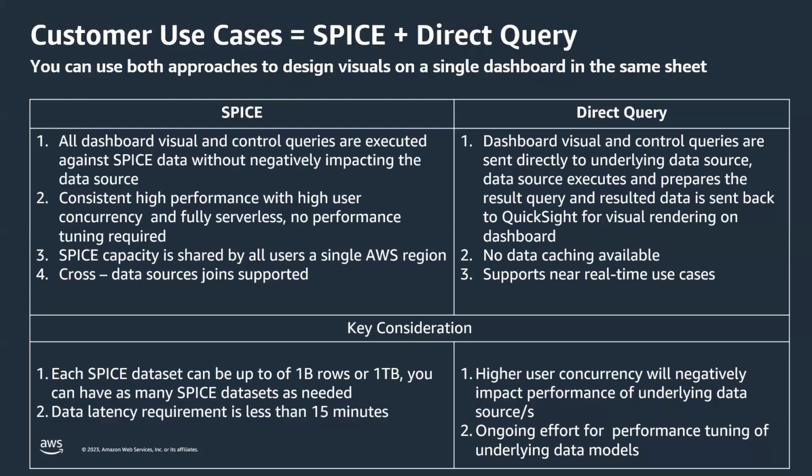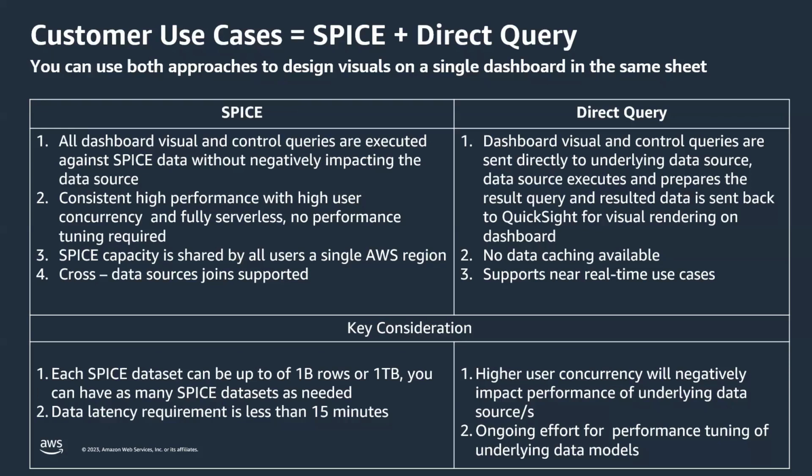Spice capacity is shared by all users in a single AWS region. So if you have a use case of QuickSight where you need to have QuickSight available in multiple AWS regions, you want to purchase additional capacity in the region that's not your default region.